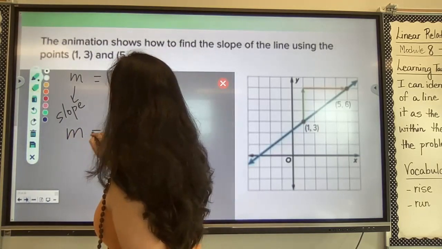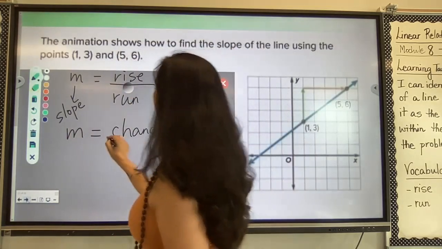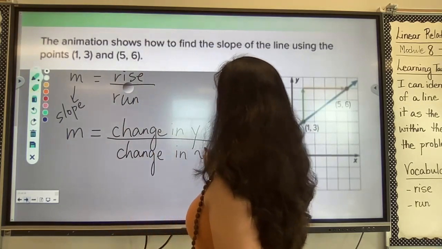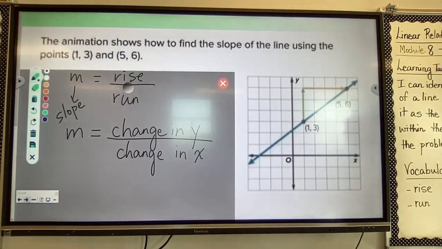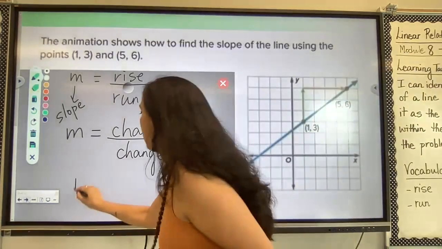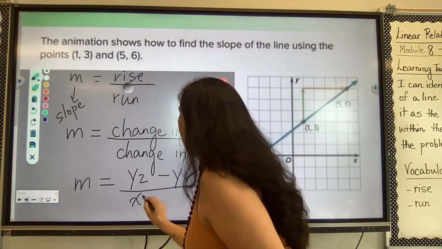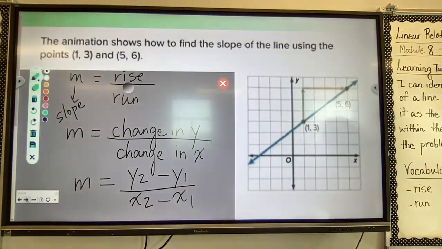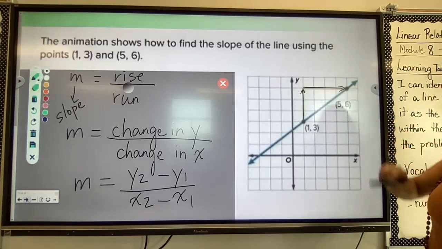And so what is m? It is the change in y over change in x. Okay, so if I'm looking at this, what is the change in y? So slope is y2 minus y1 over x2 minus x1. And then when I look at this, there are several things that I can look at. I can look at the rise, and I can look at the run.